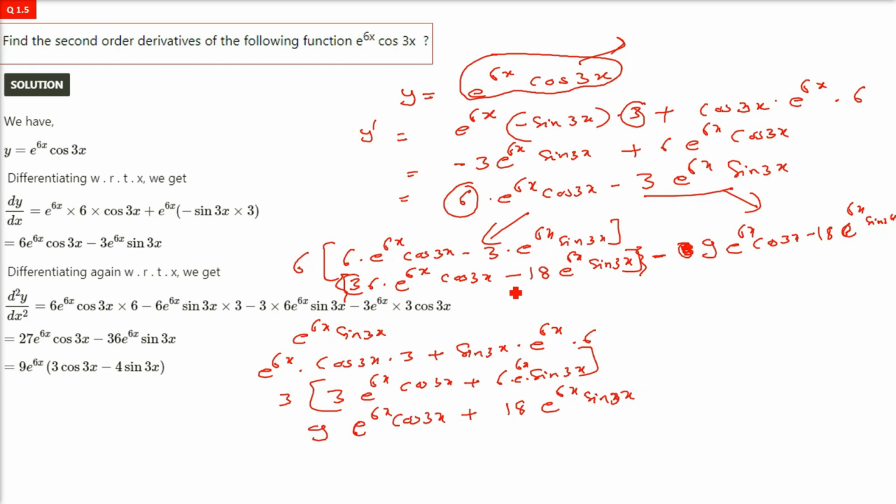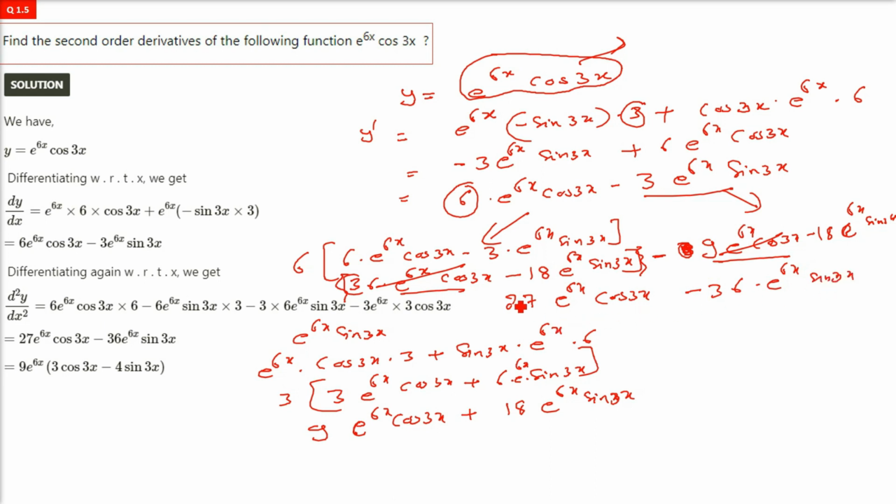Now combine the equivalent terms. So e raise 6x cos 3x here also. So 36 minus 9 is nothing but 27. So write it as 27 e raise 6x cos 3x. And what about the other two terms? Because we have the similar terms, which is e raise 6x sin 3x. 18 plus 18 is 36, with the negative sign, so you have negative 36 e raise 6x sin 3x.